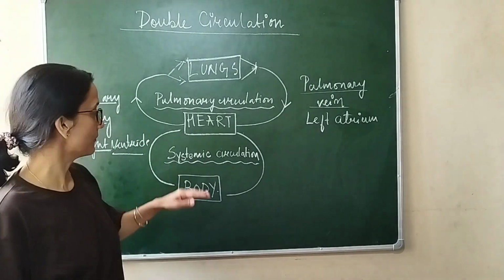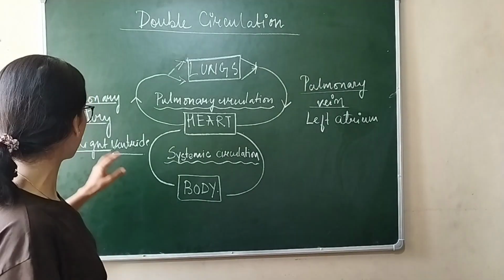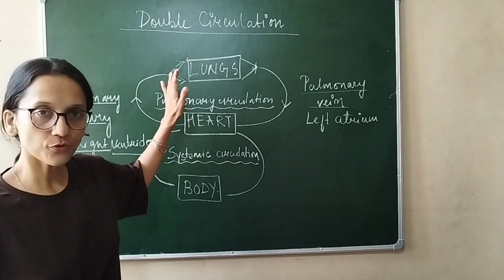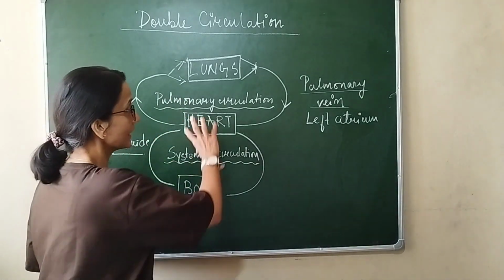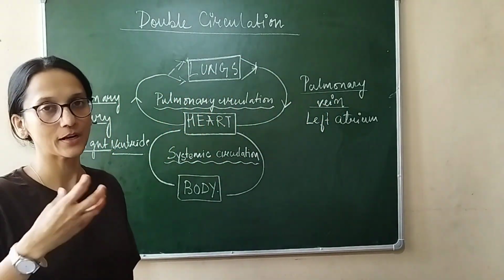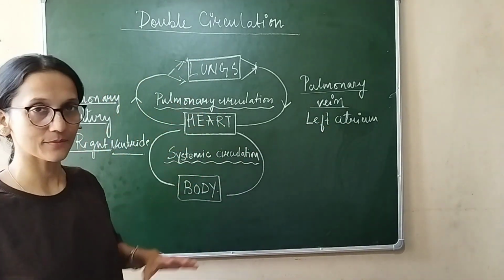I'll repeat this part again. From the right ventricle of the heart, the oxygen deficient blood is taken by the pulmonary artery and is sent to the lungs for purification. From the lungs, the purified blood is then collected by the pulmonary vein, and this pulmonary vein pours the purified blood into the left atrium. Now let's go to the systemic circulation.